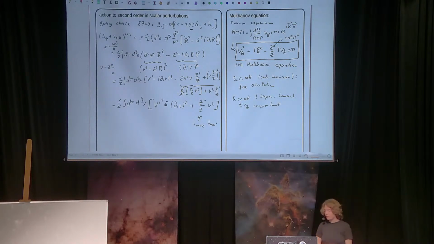Okay, so now we've done the first step. We have derived an equation of motion for our scalar perturbations, valid during inflation, valid in the slow-roll approximation. Any questions so far?